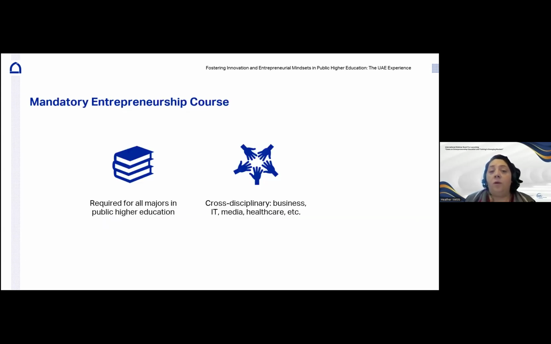Okay, so for Emirati students that come here, it's required for all majors. It doesn't matter if you're business, if you're engineering, if you're media, if you're healthcare, you have to take this entrepreneurship course, right?